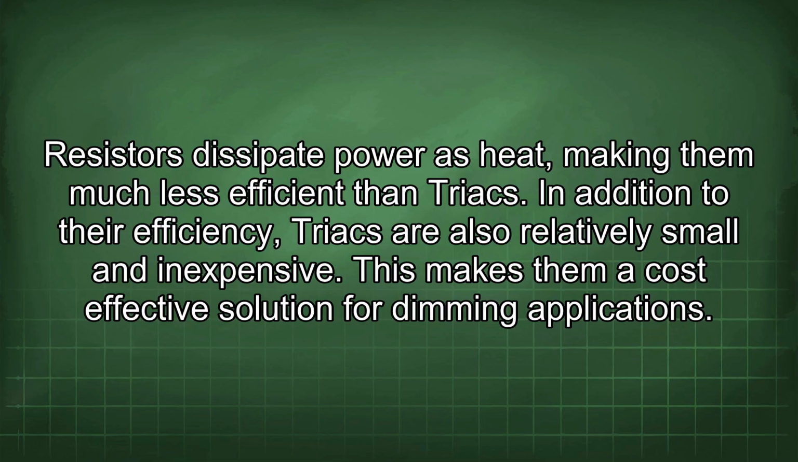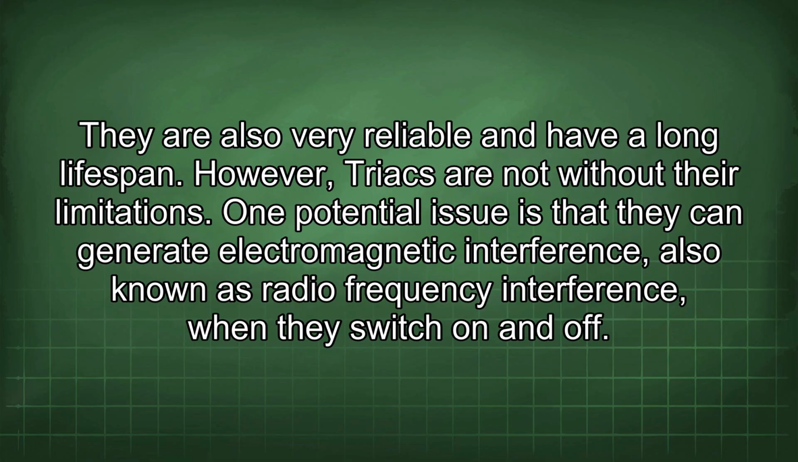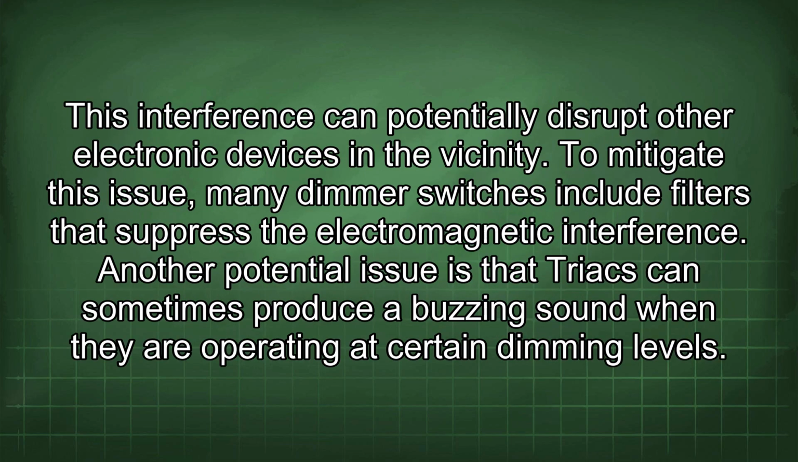In addition to their efficiency, triacs are also relatively small and inexpensive. This makes them a cost-effective solution for dimming applications. They are also very reliable and have a long lifespan. However, triacs are not without their limitations. One potential issue is that they can generate electromagnetic interference, also known as radio frequency interference, when they switch on and off. This interference can potentially disrupt other electronic devices in the vicinity.